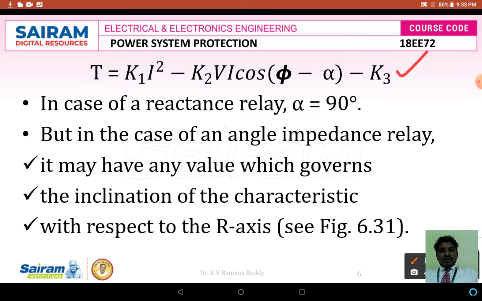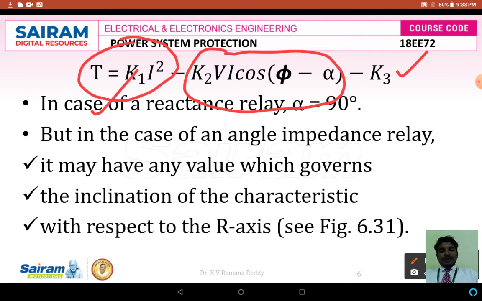Here there are two types of torques. One torque is called the operating torque, where the torque expression is T = K1 I^2, and another torque is K2 V I cos(phi - alpha). The torque K1 I^2 is called the operating torque, which is the positive torque, used to produce the required torque to open the contacts of the circuit breaker. The torque produced due to the actuating quantity of voltage, or with respect to the power, that is K2 V I cos(phi - alpha), is called the negative torque, which is used to restore the circuit breaker to its original position, or after clearing the fault, a negative torque is produced to close the contacts of the circuit breaker.